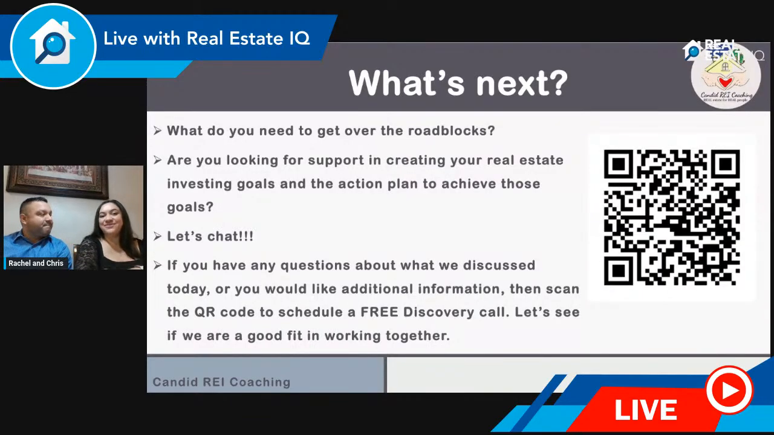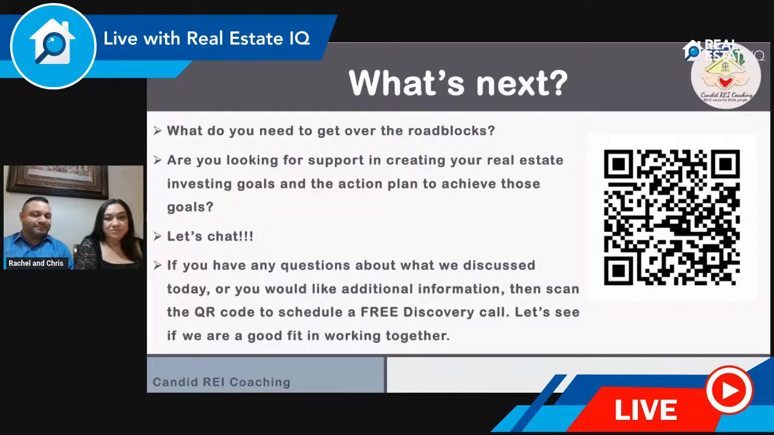Our last slide here is a QR code for a discovery call. If you like what we have to share, this is just a little bit of what we can help you with. Hopefully you're gaining value from this. If you need any help in your real estate investing journey, if you're stuck maybe with verbiage or how to talk to people or whatever it is, we all get caught up in something.